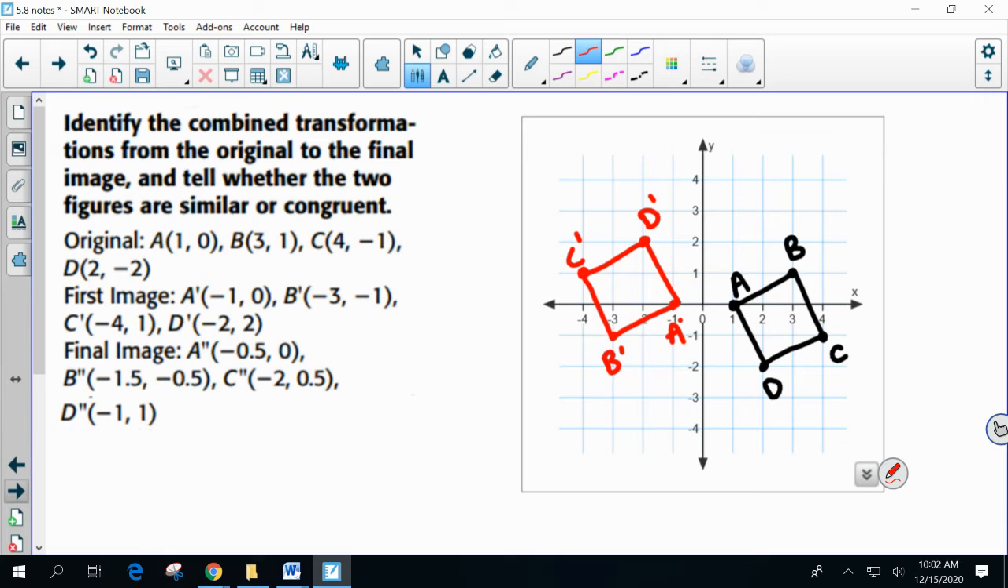Okay, so did the rhombus or square or parallelogram, you could call it any of those things, did it change size? No. Okay, so dilation is not an option. Are the letters facing in the same direction? No. So it's not a translation. It didn't slide. So we have rotation or reflection.